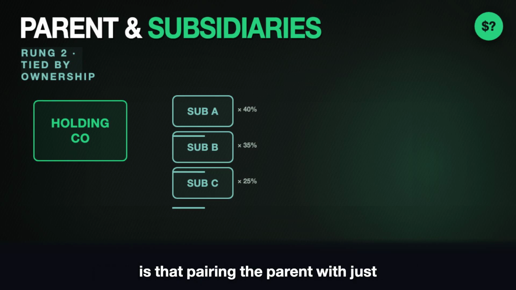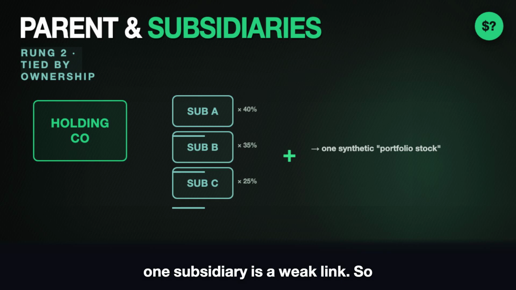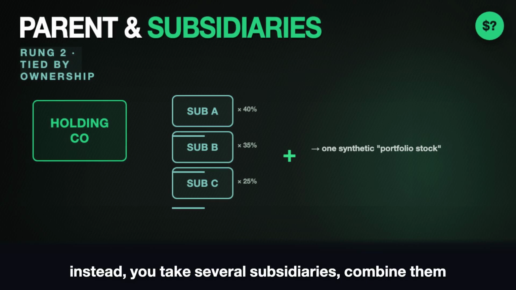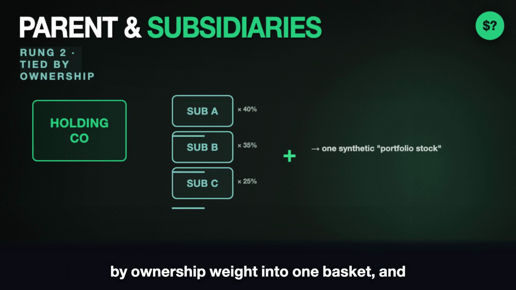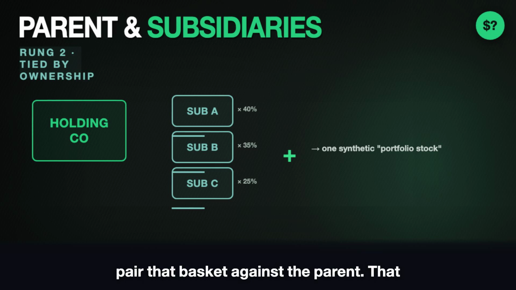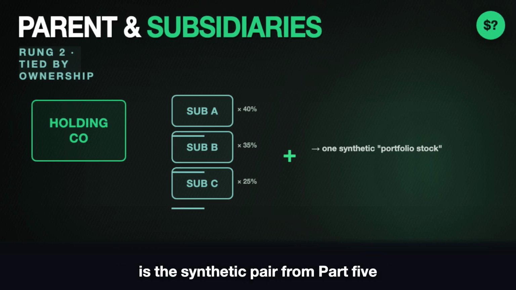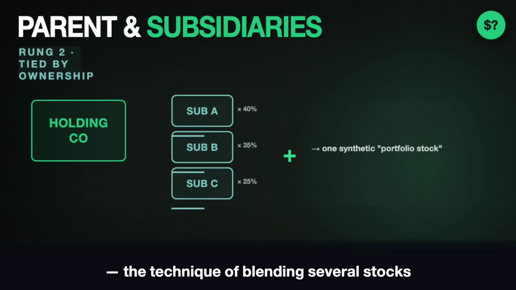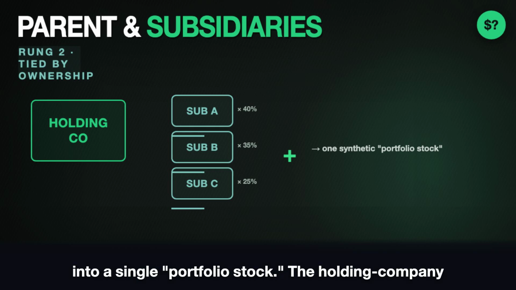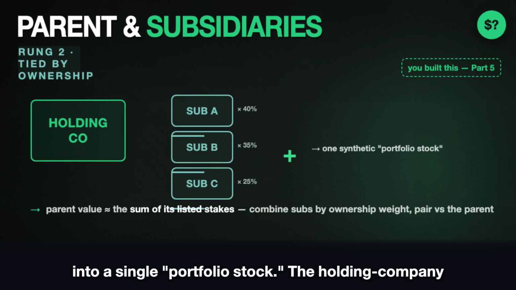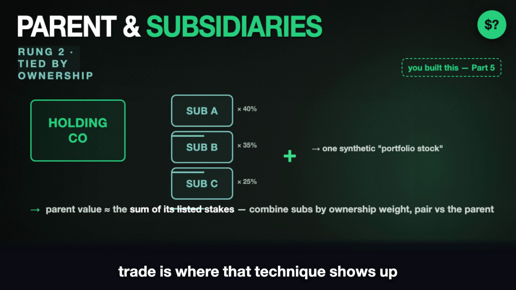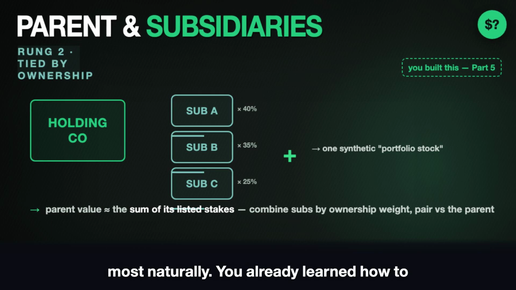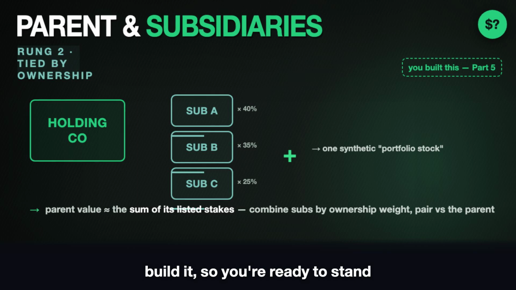The catch is that pairing the parent with just one subsidiary is a weak link. So, instead, you take several subsidiaries, combine them by ownership weight into one basket, and pair that basket against the parent. That is the synthetic pair from Part 5, the technique of blending several stocks into a single portfolio stock. The holding company trade is where that technique shows up most naturally. You already learned how to build it, so you're ready to stand on this rung.